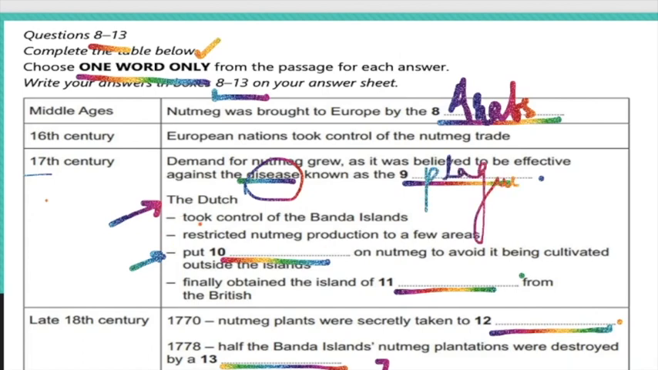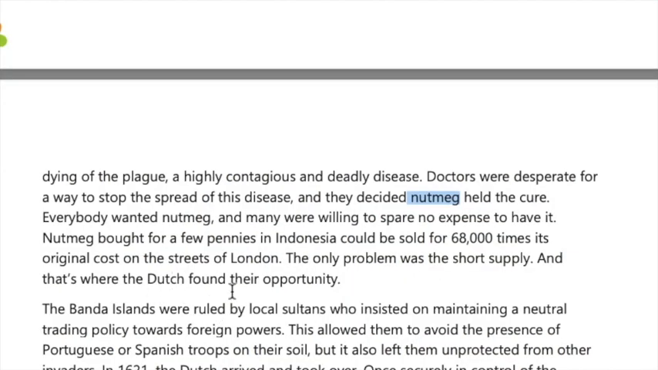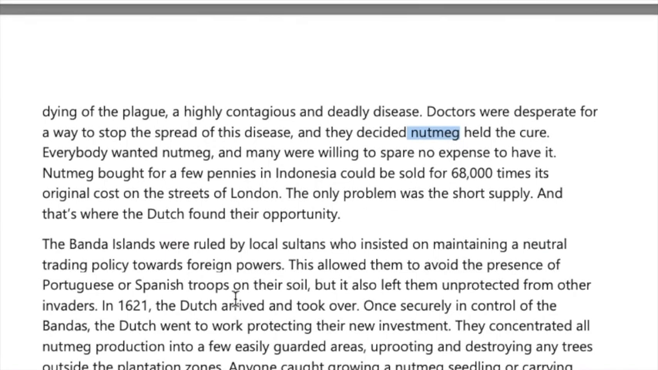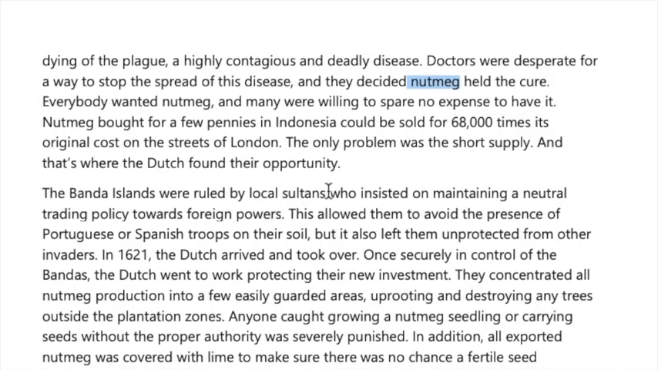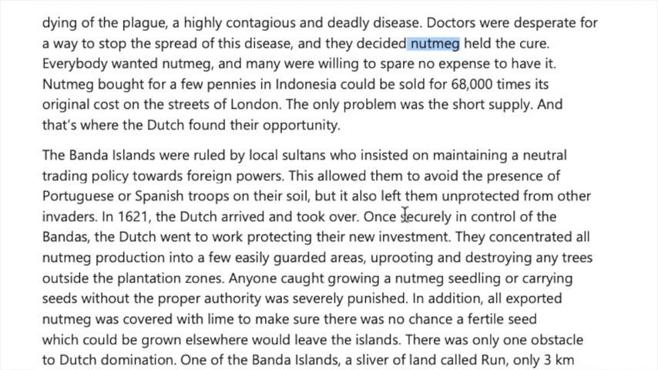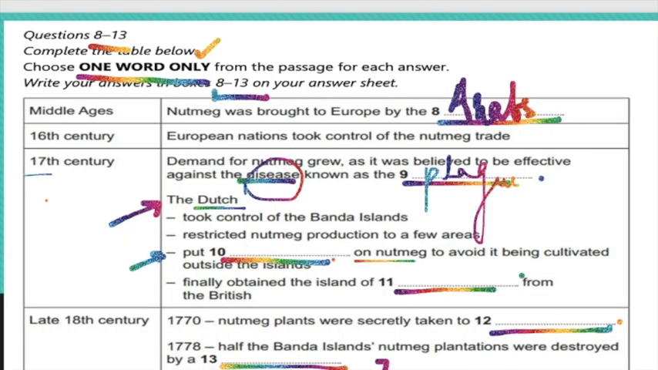Number 10 is Dutch, so you have to find Dutch. What did they do? They took control of the Banda Islands, restricted nutmeg to a few areas, then put dash on nutmeg to avoid it being cultivated outside the islands. Alright, Dutch is right here. What did they allow? So repeat the process, skim it and scan it. So it's here: securely in control of the Bandas, concentrated to a few areas, put dash on nutmeg to avoid it being cultivated outside the islands.